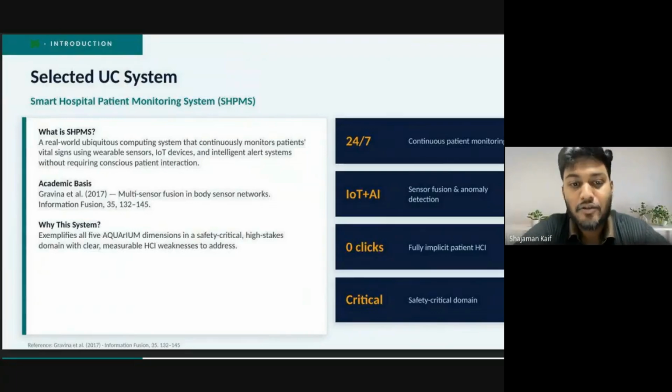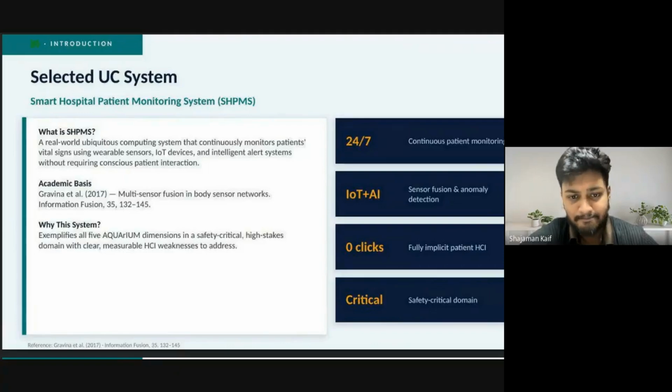Now, these slides introduce the selected UC system, which is the Smart Hospital Patient Monitoring System, or SHPMS. The system uses wearable sensors, IoT devices, and AI to monitor patients continuously without requiring patient interaction. It supports 24/7 monitoring, detects health problems automatically, and is important to safety-critical hospital environments.